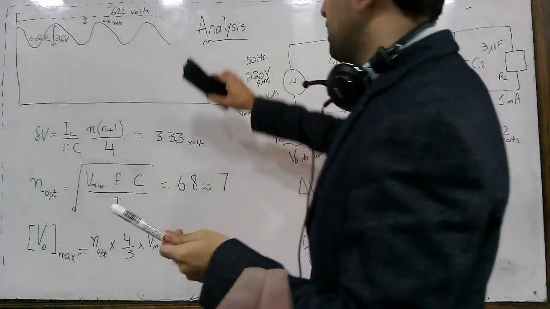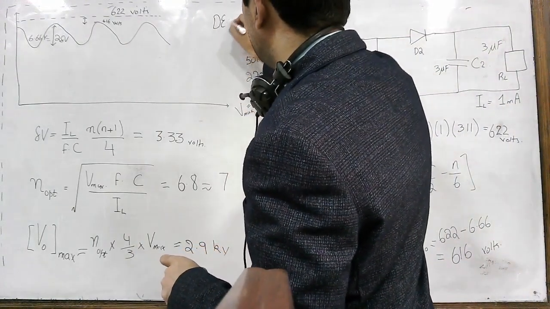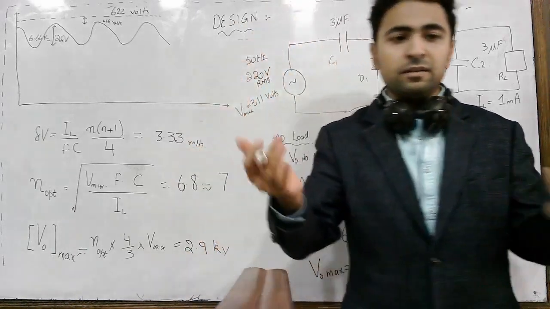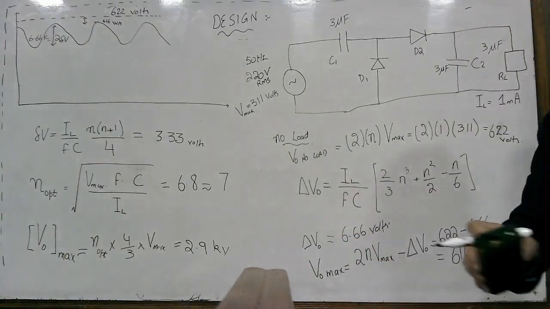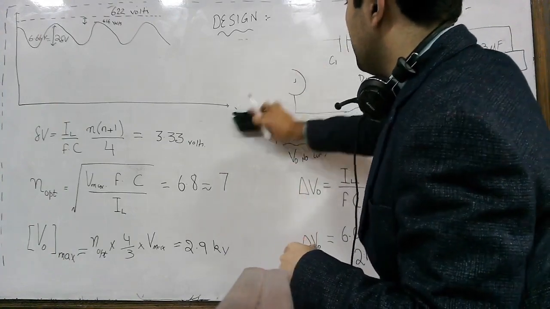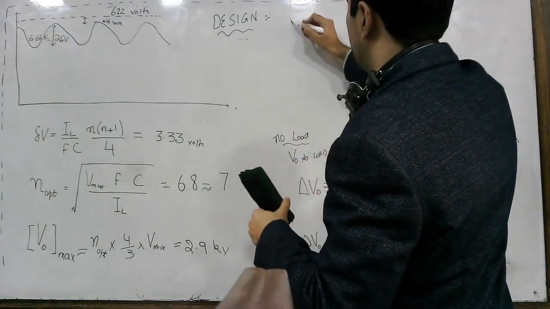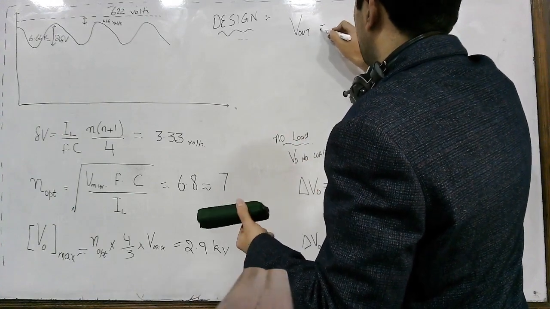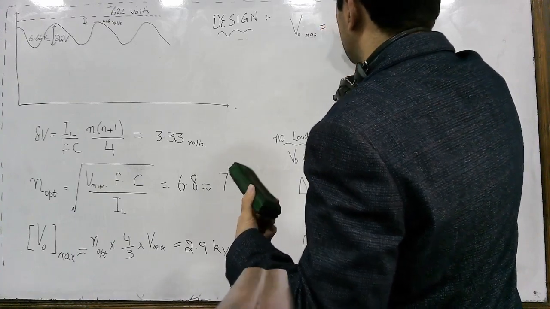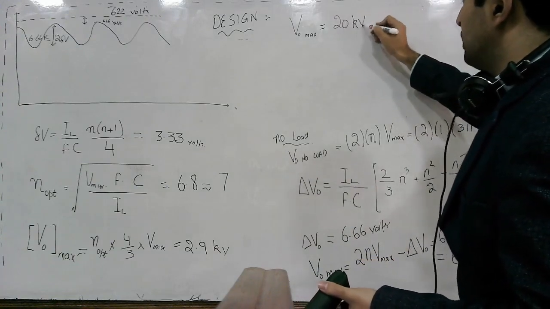Now here comes another part, which is the design. Now what's in the design? The design of the Cockcroft-Walton multiplier circuit is, obviously people design it, but it's very difficult. Let's say I say that my output voltage requirement is fixed. I want the maximum output voltage, V output. Let's say I am willing to generate 20 kilovolts.